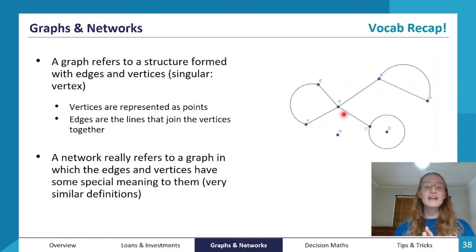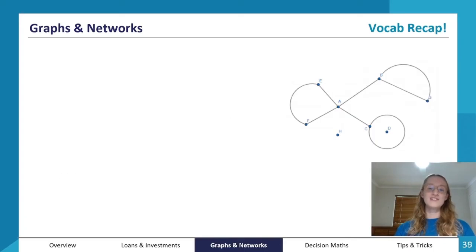And technically, a network refers to a graph in which the edges and vertices have some special meaning attached to them. So they're very similar definitions, so we use them interchangeably. So technically, if this did not have any meaning associated with it, it would be a graph. But if this represented connections between different towns, then it would be a network because it's got a special meaning associated with them. But again, we very much use them interchangeably because they're very similar definitions.